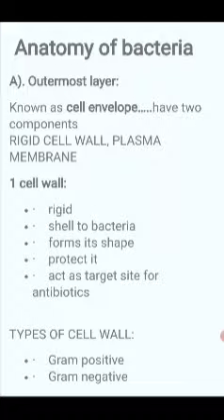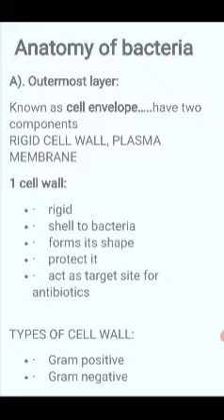Hello friends, today we will be discussing a topic from the microbiology subject. This topic is regarding the anatomy of bacteria. This is a really fundamental topic and, as we all know, half of microbiology is based on bacterial anatomy and its applications. So we will be discussing this. So what is the anatomy of bacteria?